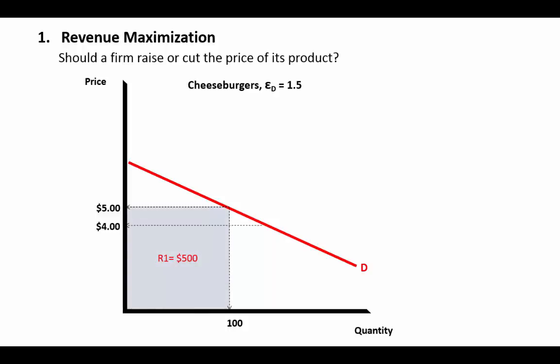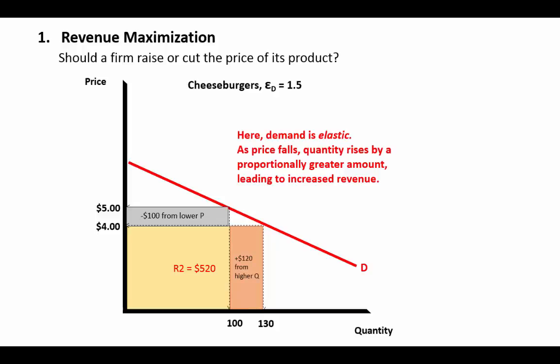We're going to cut price by, what is this, $1, so 20%, and our increase in quantity is going to be 1.5 times that, so we're going to have a 30% increase in quantity. So quantity goes from 100 to 130. Revenue now is 520, so we did indeed see a $20 increase in revenue, right? Although we lost some revenue due to the lower price, we gained more than we lost due to the higher quantity. So there you go with elastic demand. When price falls, quantity rises by a proportionally larger amount, leading to increased revenue.